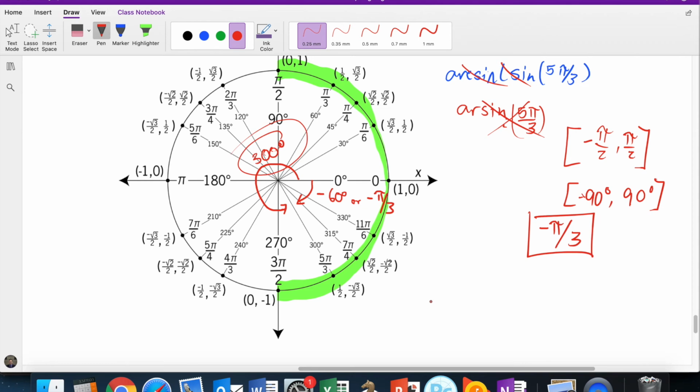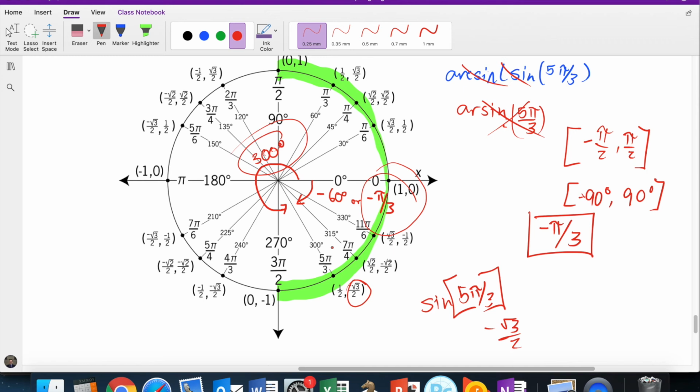Because the fact of the matter is you're looking for the sine of 5 pi over 3. So sine of 5 pi over 3 is negative square root of 3 over 2. So you're looking anywhere here within its range that gives you negative square root of 3 over 2. And the only thing that does is this value, but going in the negative direction, which is why we have to use negative pi over 3 instead of 5 pi over 3.